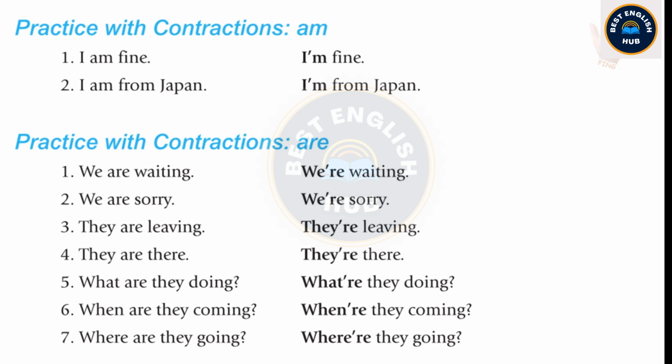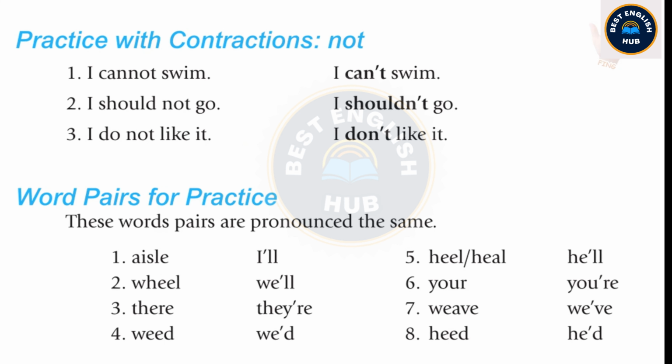Contractions with am. I'm fine. I'm from Japan. Contractions with are. We are waiting. We're sorry. They're leaving. They're there. What are they doing? When are they coming? Where are they going? Contractions with not. I can't swim. I shouldn't go. I don't like it.